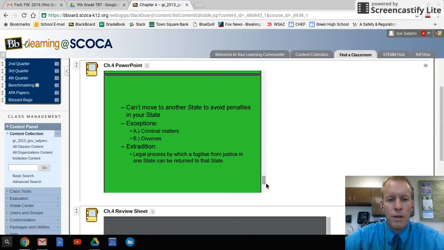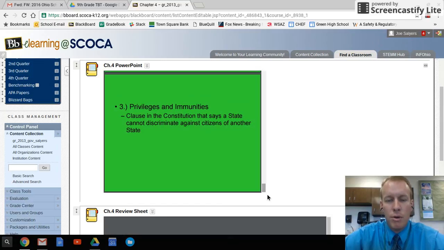Exceptions are criminal matters and divorces. Some states allow certain divorces to take place. Some states place stricter controls on how you get a divorce as far as waiting periods and counseling and so forth. So the state that you are living in, the state that granted your marriage license, that is the state in which you obtain the divorce. Certain criminal matters work this way as well, although you cannot flee from justice from state to state. You are legally obligated to be extradited back to the state in which you committed the crime.